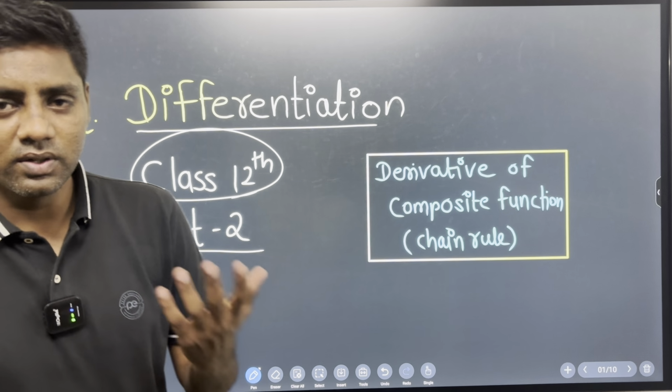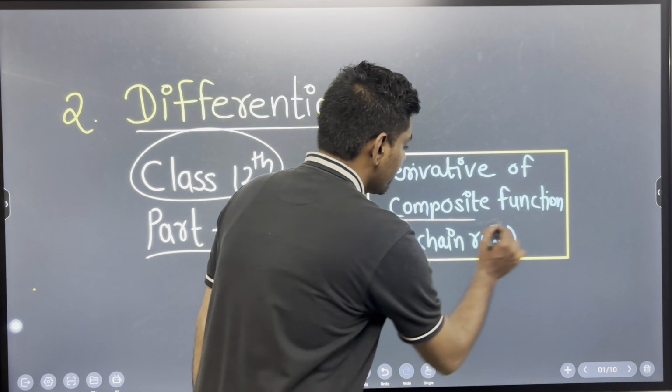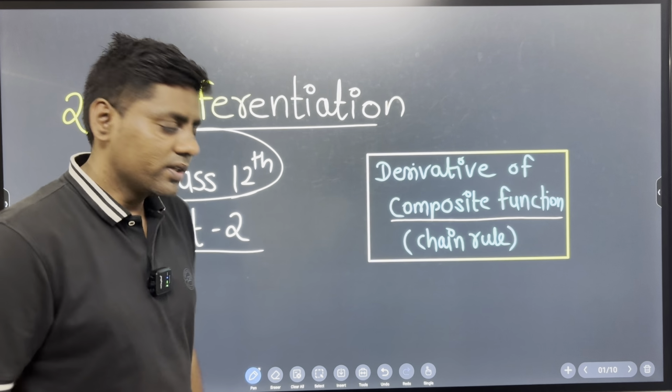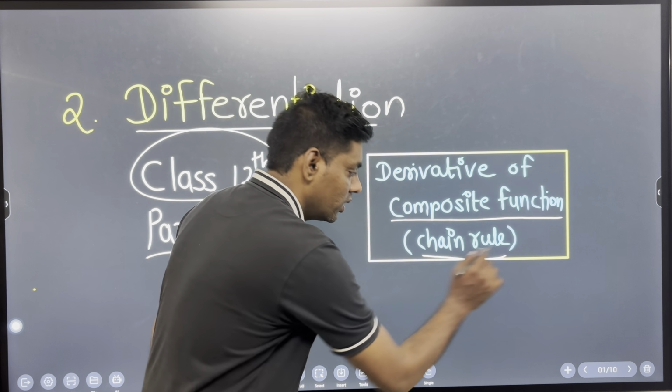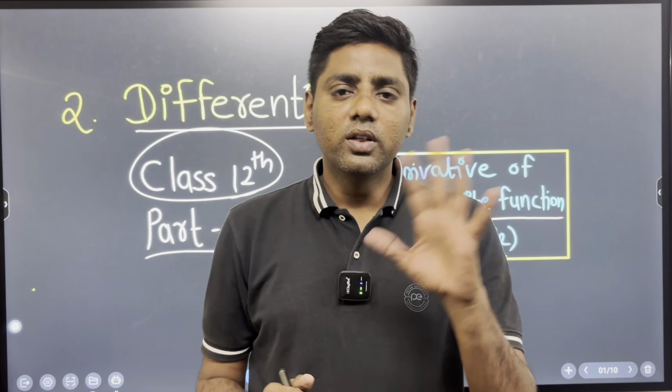After that, now this is our next lecture. In this lecture we have to study the composite function derivative. It is also called the chain rule. Very simple questions are there. You just have to remember all the formulas.